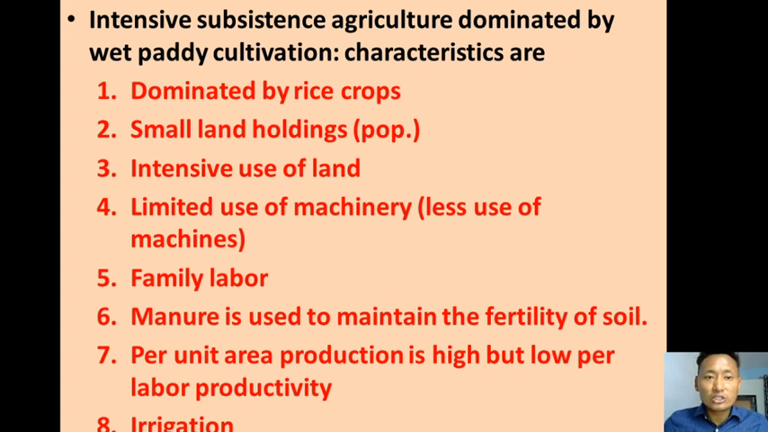Intensive use of land means they are cultivating two or more crops on the same agricultural land. Because of that, there is intensive use of agricultural land. Limited use of machinery.